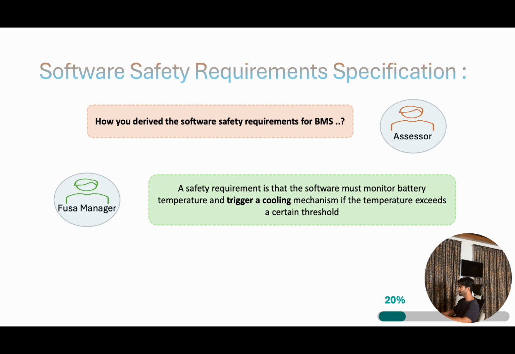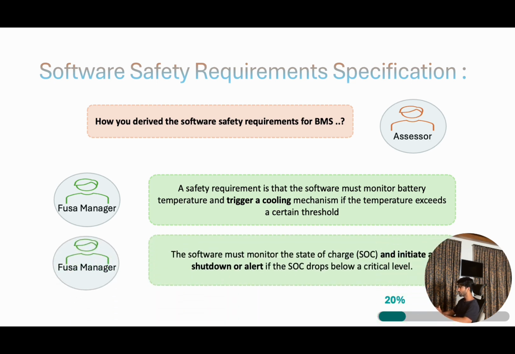For example, we trigger the cooling mechanism if the temperature exceeds a certain threshold. And he might also show one more example, saying that we will shut down if the state of charge drops below a critical value. Don't expect he will ask any specific questions. No, he will ask very random questions. For example, when I say we trigger the cooling mechanism, he will ask when you trigger and how much time you take to trigger this cooling mechanism once the temperature exceeds, and what timing constraints you maintain. There are so many random questions which you will encounter. Be prepared.